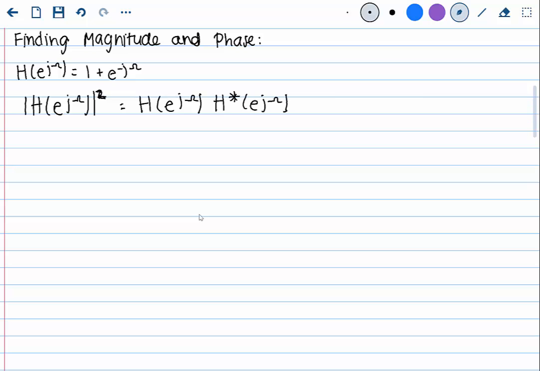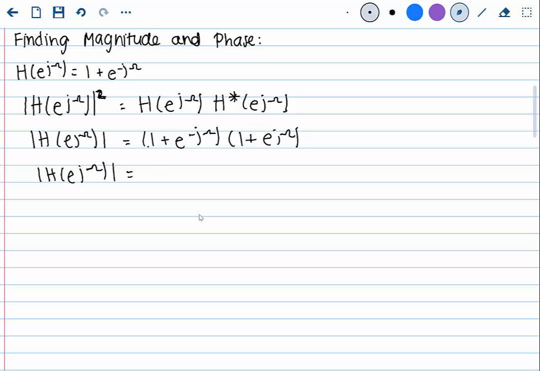When we square the magnitude, we multiply it by the conjugate of a complex number. So for our example, we have 1 plus e to the negative j omega times 1 plus e to the j omega. This will equal 1 plus 1 plus e to the j omega plus e to the negative j omega. From here we use Euler's formula and we get 2 plus 2 cosine omega.